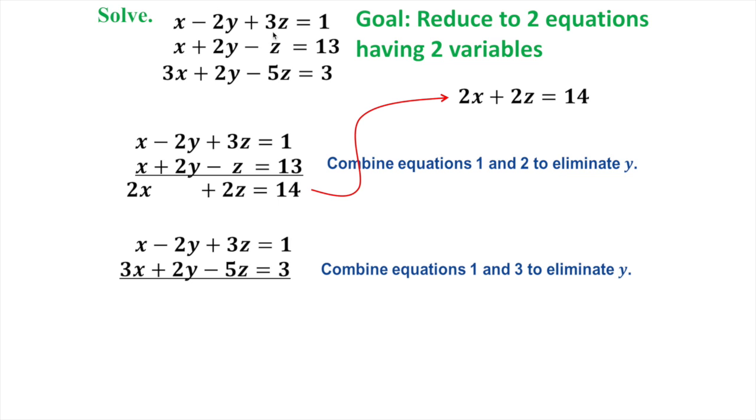So I've got equation number 1, I wrote that down here, and equation number 3. Now when I go through and add these two together, my y's will disappear. So I've got x plus 3x gives me my 4x, negative 2y plus 2y eliminates my y's, and that's my goal. So I eliminated y in both of these two. I'm going to end up with two different equations with two variables. Okay, so then I've got a 3z minus 5z is negative 2z, 1 plus 3 is 4.